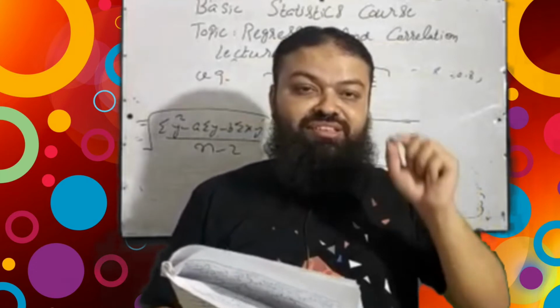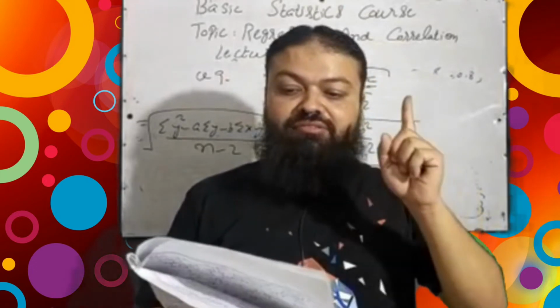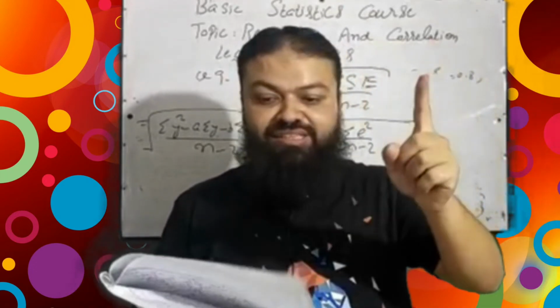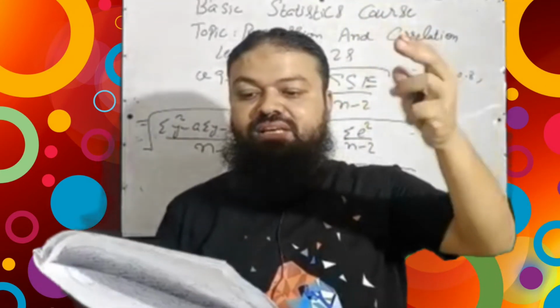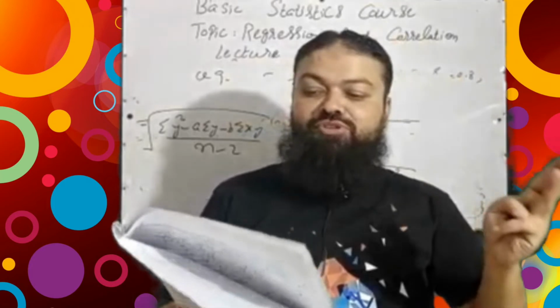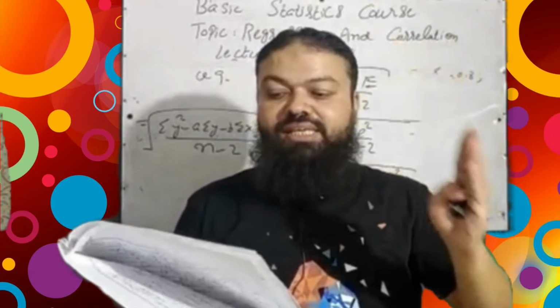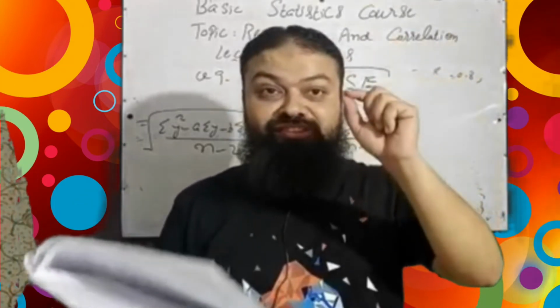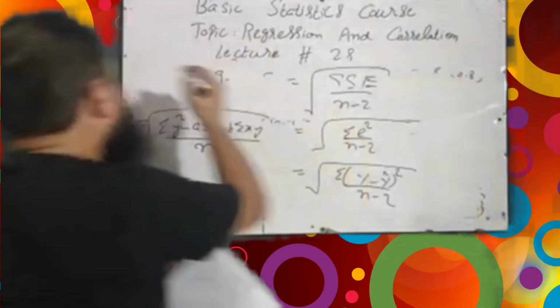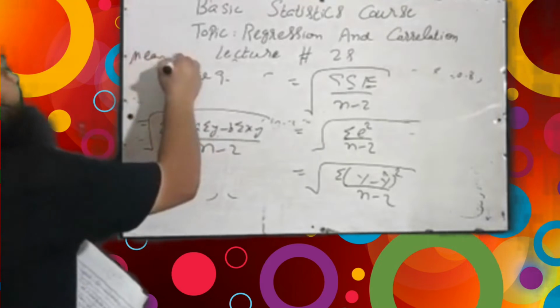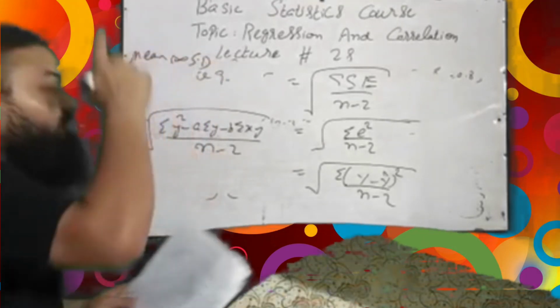Question number 11. Log transformation is used: A, when mean is proportional to variance, B, mean and standard deviation are inversely related, C, square of mean is proportional to standard deviation, D, mean is proportional to standard deviation. Log transformation is used when mean is proportional to standard deviation, a very important one.